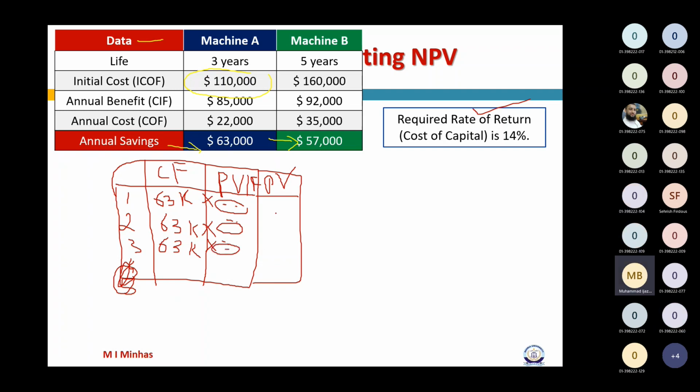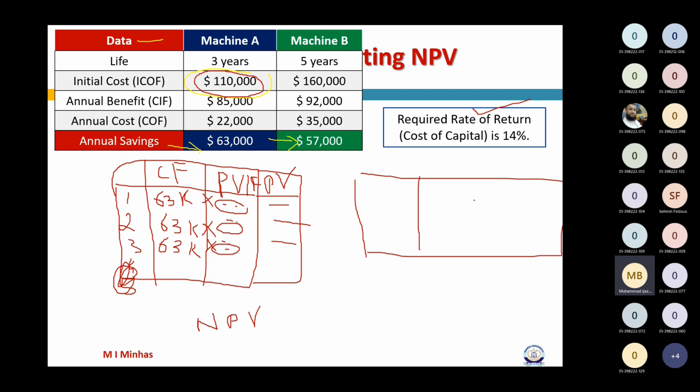Right. Then we'll get three present values. We'll add those present values and calculate the difference between the initial cash outflow and the sum of all the present values. So this is one thing. This will give us the NPV for machine A. Then we'll check the NPV of machine B, the same way.